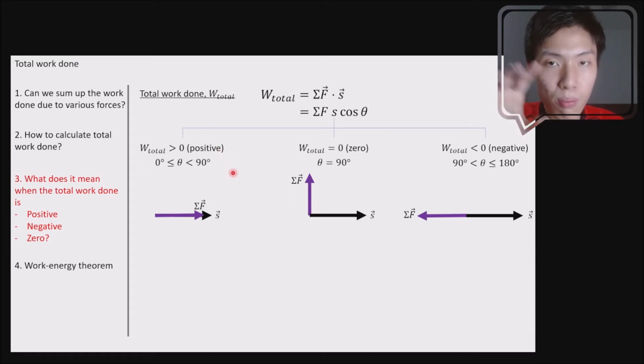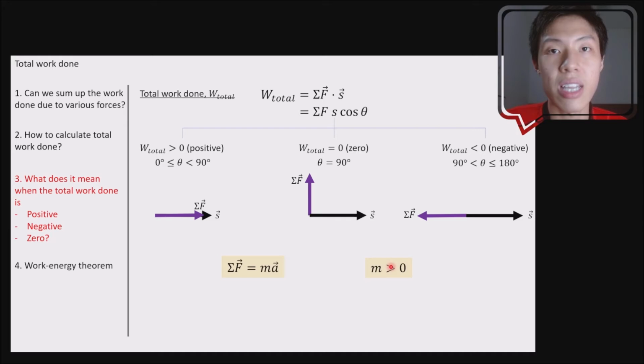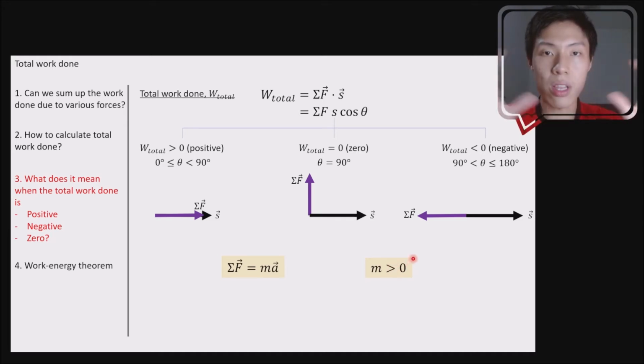So let's bring something back from chapter 4 on forces. In chapter 4, I learned that Newton's second law says that net force is equal to mass times acceleration. This is what you learn from Newton's second law of motion. Then you also know for a fact that mass is never a negative value. Mass is always greater than zero because in our level of physics, there's no negative mass.